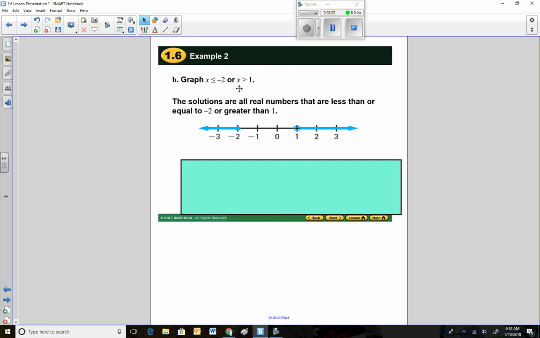Over here, we have x is greater than 1, so we have an open circle because we can't place a 1 in here. 1 is not greater than 1, but all the answers to the right on the number line will work. So that's why that works, and that's how you graph that problem.